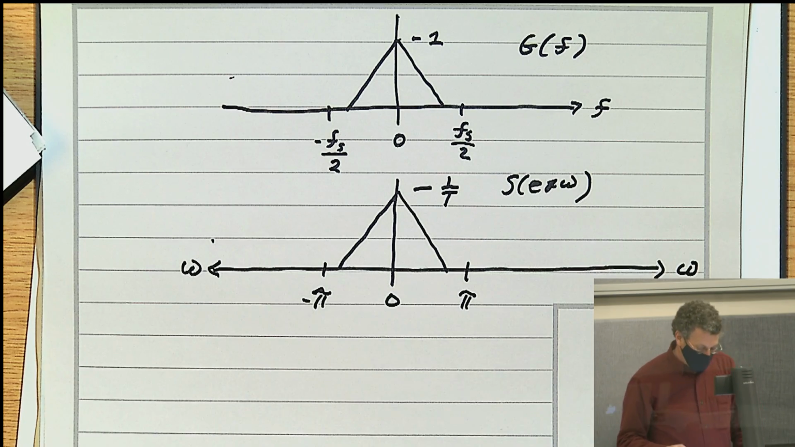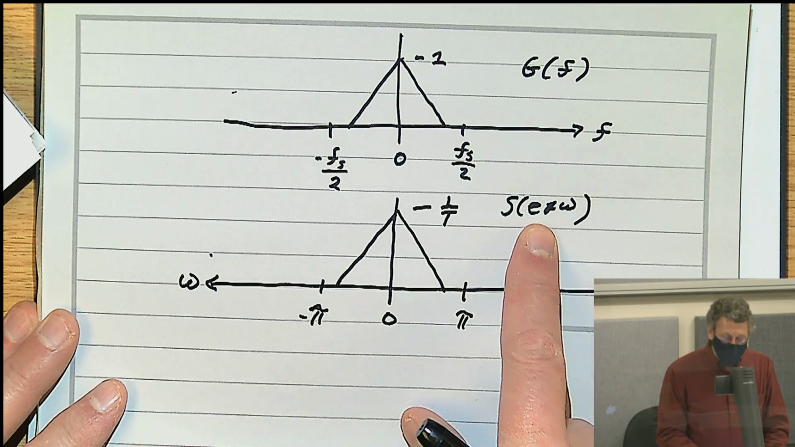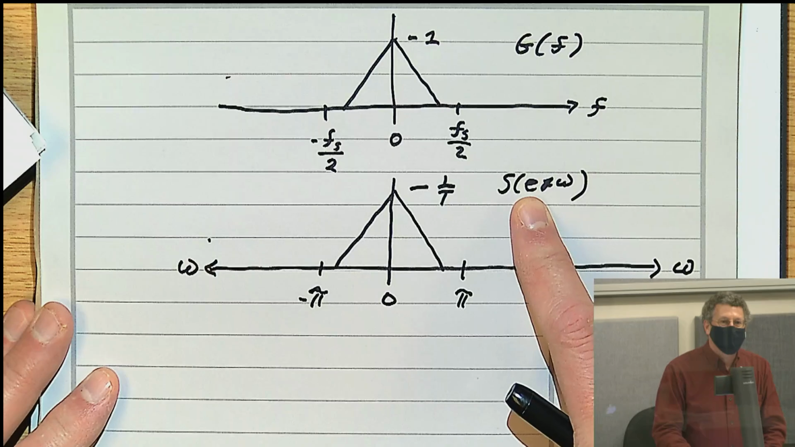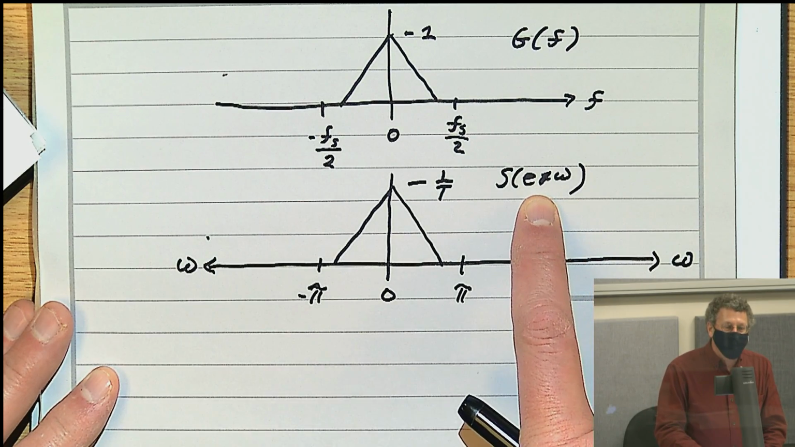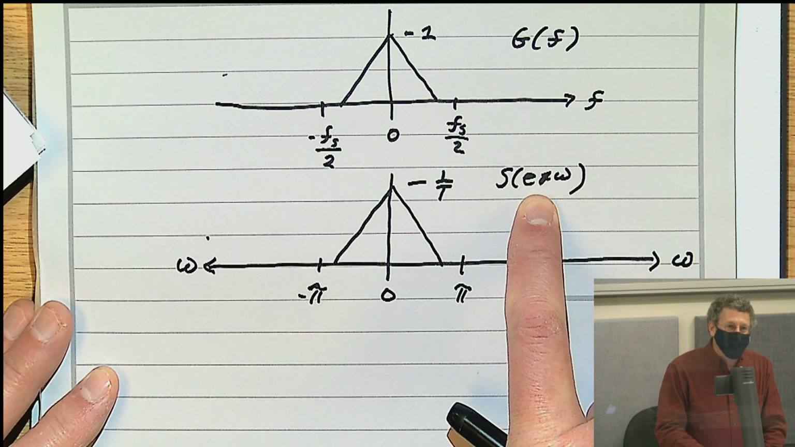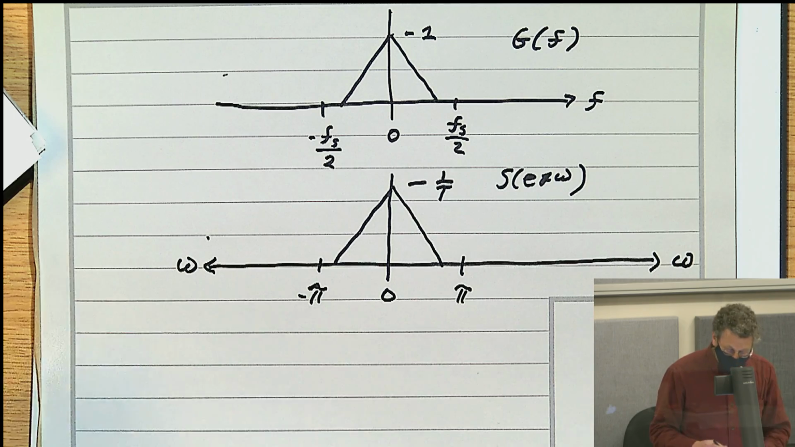So why do you have problems? Everybody understands this part, right? Now here's the problem. This can't be correct. I've got to be lying to you, okay? Why? Because I told you that this is a discrete time Fourier transform. It's got to be periodic with period 2 pi, and this is not periodic with period 2 pi, right? So how do we fix that?